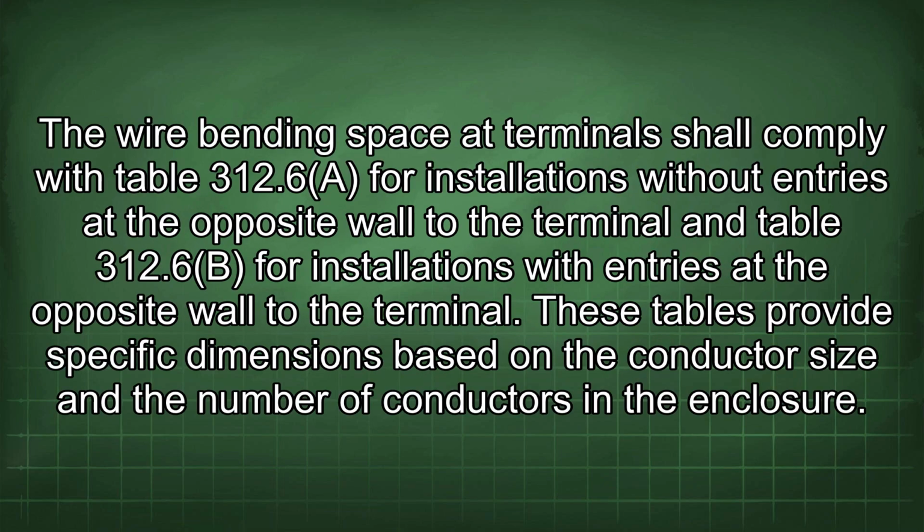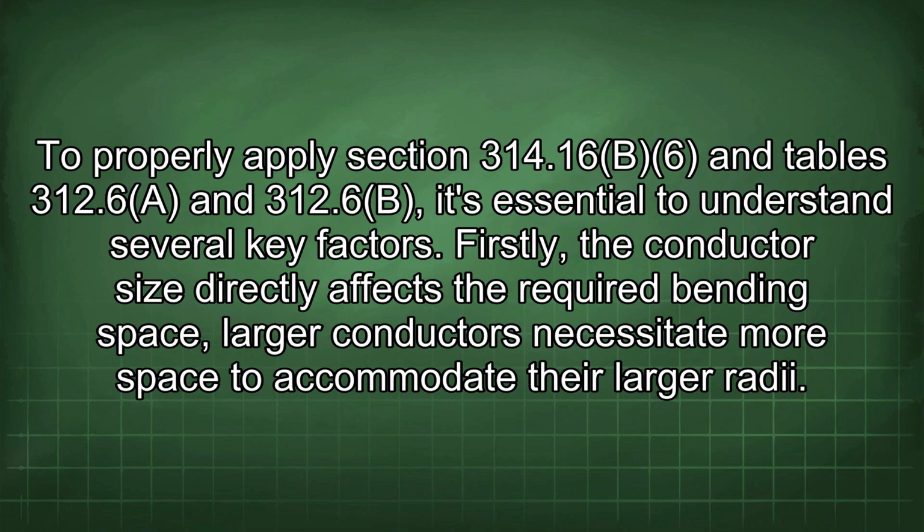The wire bending space at terminals shall comply with Table 312.6(A) for installations without entries at the opposite wall to the terminal, and Table 312.6(B) for installations with entries at the opposite wall to the terminal. These tables provide specific dimensions based on the conductor size and the number of conductors in the enclosure. To properly apply Section 314.16(B)(6) and Tables 312.6(A) and 312.6(B), it's essential to understand several key factors.